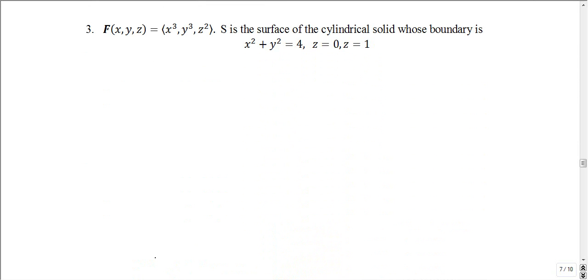Now, look at this. This is the vector field, you see it? And look at S. S is the surface of the cylindrical solid whose boundary is that. Now look at this solid. What should come to you? You have to set up the integral of div, but what do you think? You might have to eventually put it in polar. Okay? So let's go. Div. Give me div, please.